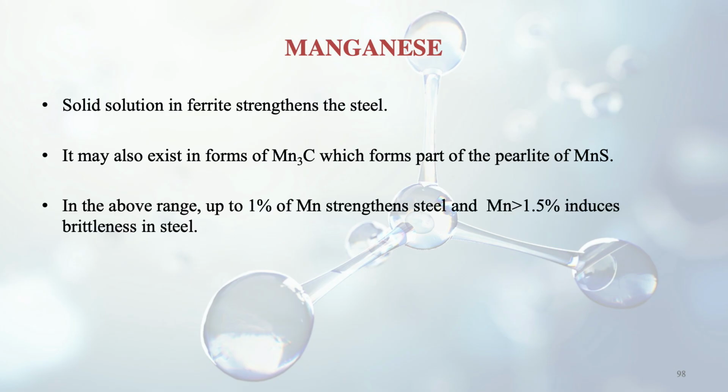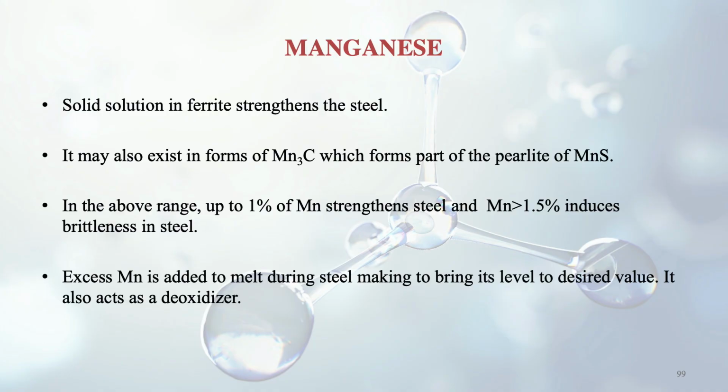So in the above range, up to 1% of manganese strengthens steel, and manganese more than 1.5% induces brittleness in steel. So it is given that if it is up to 1%, it will strengthen the steel, and if it is more than 1.5%, it will induce brittleness. So this small range is there only if we want betterment or any kind of change. Excess manganese is added to the melt during the steel making process to bring its level to the desired value. It also acts as a deoxidizer.